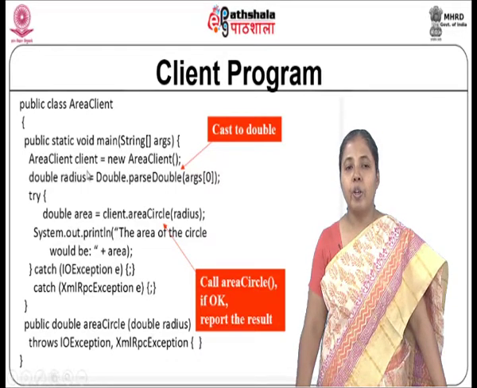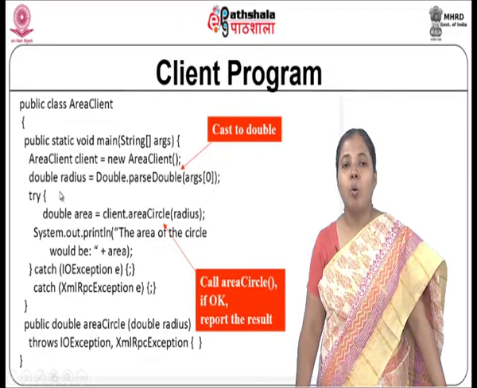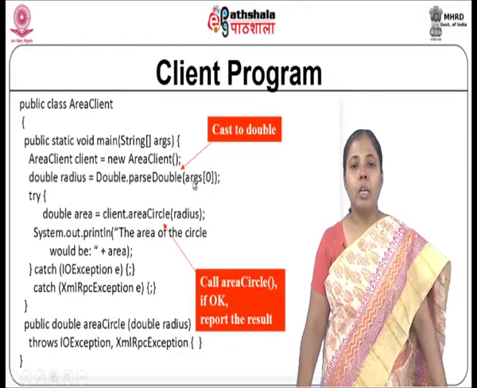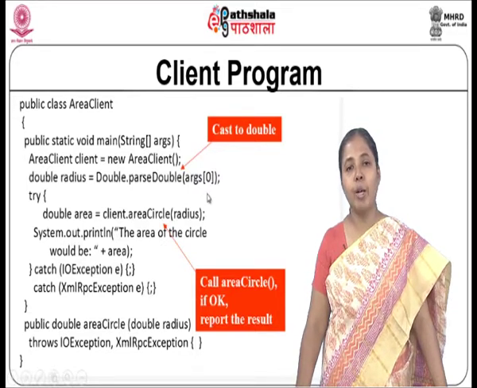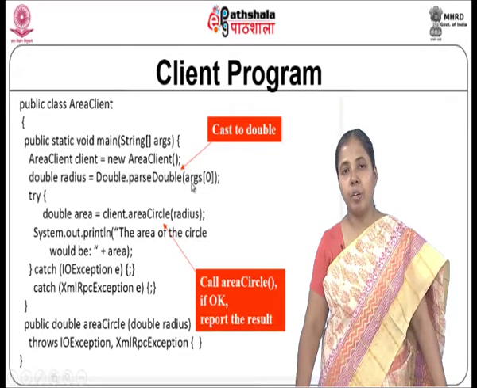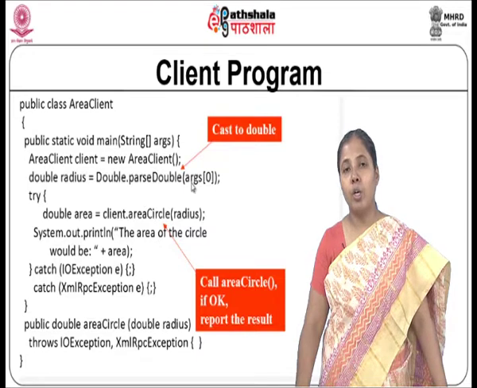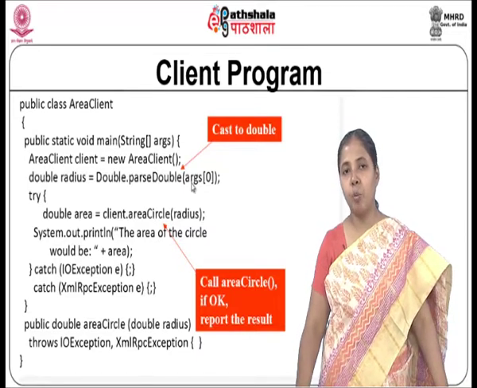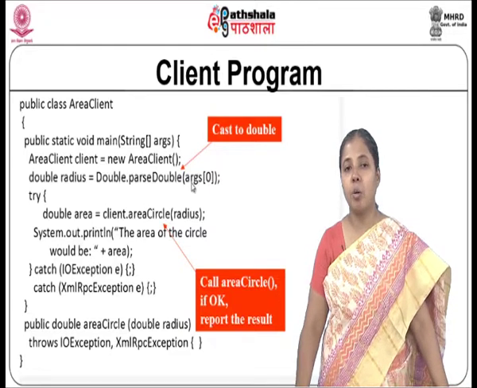So, first you create an instance of this area client, and what we are going to do is take the radius from the command line when you execute the client program. Now, the command line argument is a string parameter. It has to be passed as a double value to the remote procedure, because the remote procedure takes the radius as a double value and returns the area as a double value.